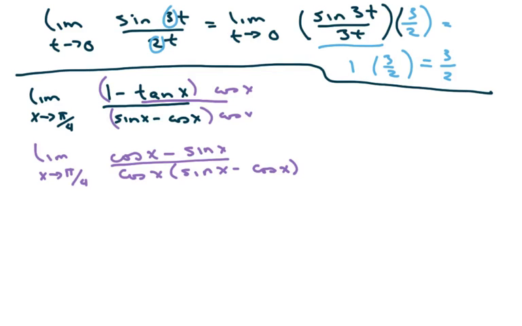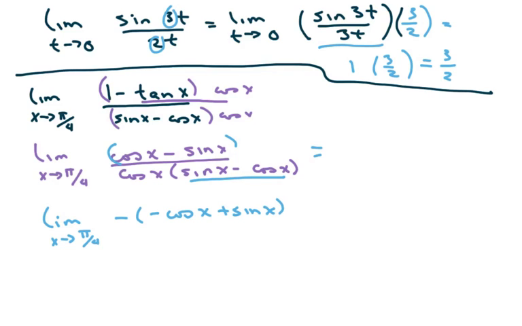And then what we're going to get is we have a negative. What I really want to do is cancel out this portion with this portion. So what I'm going to do is pull out a negative, and that's going to give you negative cosine of x plus sine of x. Write this again. All right, and then I can rearrange this.